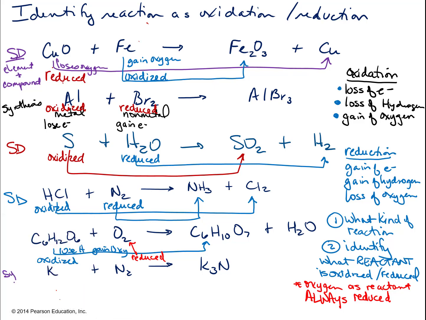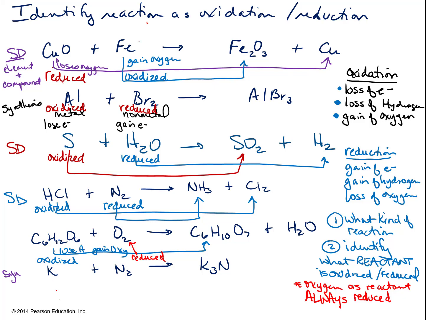It's a synthesis. So remember, this is A plus B makes C. So I'm taking two things, making one. If you see this, then just figure out which is the metal that gets oxidized, and which is the non-metal that gets reduced. If it's an oxidation-reduction reaction, it'll always be where the metal and non-metal make an ionic compound. So what is K?